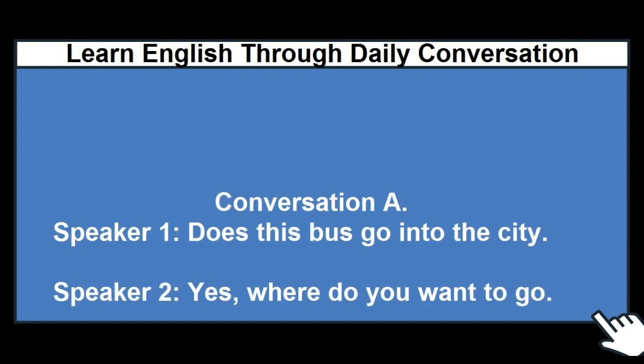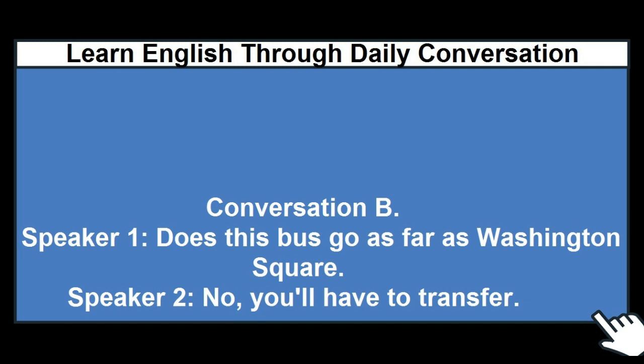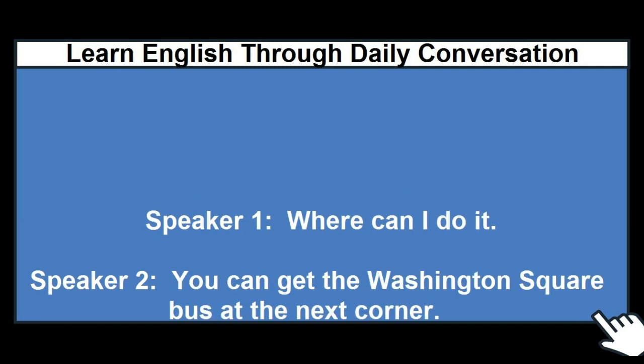Conversation A. Speaker 1. Does this bus go into the city? Speaker 2. Yes. Where do you want to go? Speaker 1. I want to go to Harbor Heights. Speaker 2. This is the right bus then. Conversation B. Speaker 1. Does the bus go as far as Washington Square? Speaker 2. No, you'll have to transfer. Speaker 1. Where can I do it? Speaker 2. You can get the Washington Square bus at the next corner.